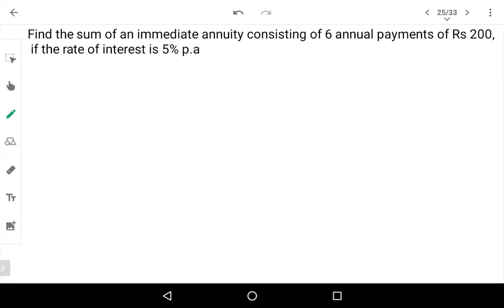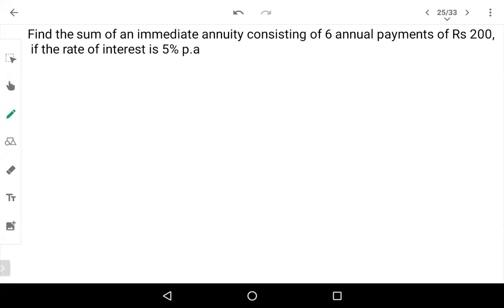Hello students. So in the previous class we learnt about the theory of annuity, and in today's class let us solve the problems under annuity. Now here under annuity we have a few varieties of problems which we are supposed to learn. So let us start with the first question.